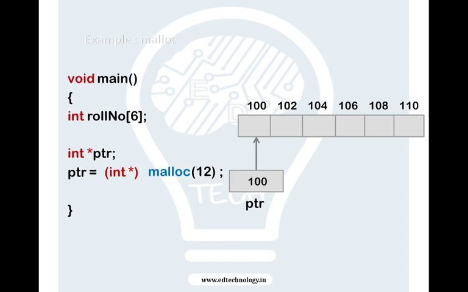So 2 bytes, if it is float, it will have a jump of 4: 100, 104, 100, 108 and like that. Alright. So depending on the type of variable for which we are allocating the memory, it will have the memory addresses. And in the pointer, it will store the first address.